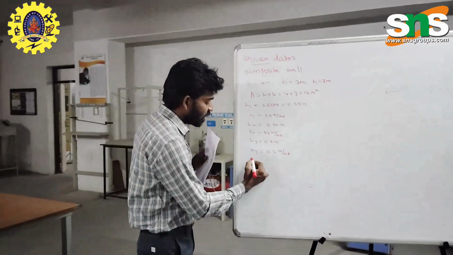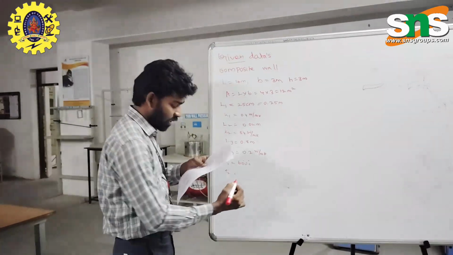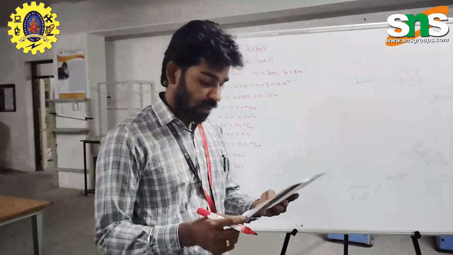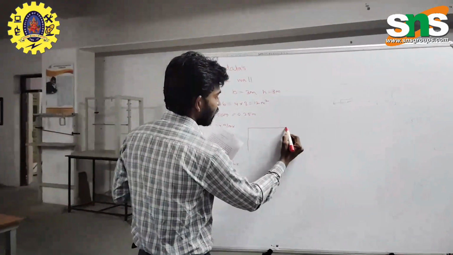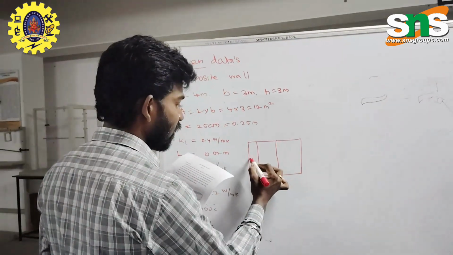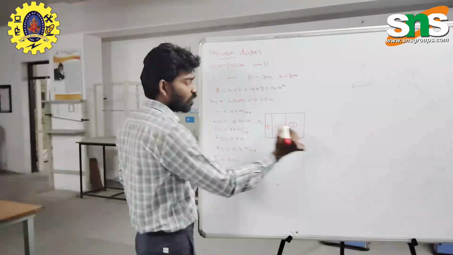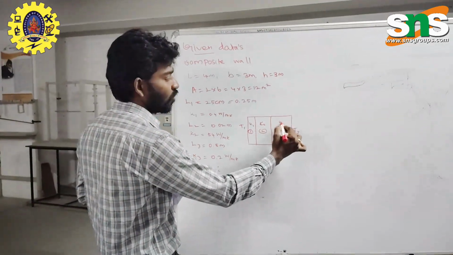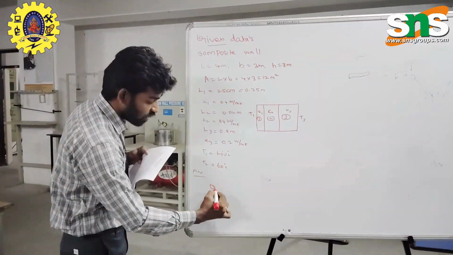The temperatures of the inner surface and outer surface are indicated as T1 equal to 600 degrees Celsius and T2 equal to 60 degrees Celsius. Here it is assumed to be a 3 layer wall. This is the first layer, this is the second layer, and this is the third layer. The inner temperature is T1 and the outer temperature is T3, with thermal conductivities K1, K2 and K3. Here we need to find the heat transfer Q.